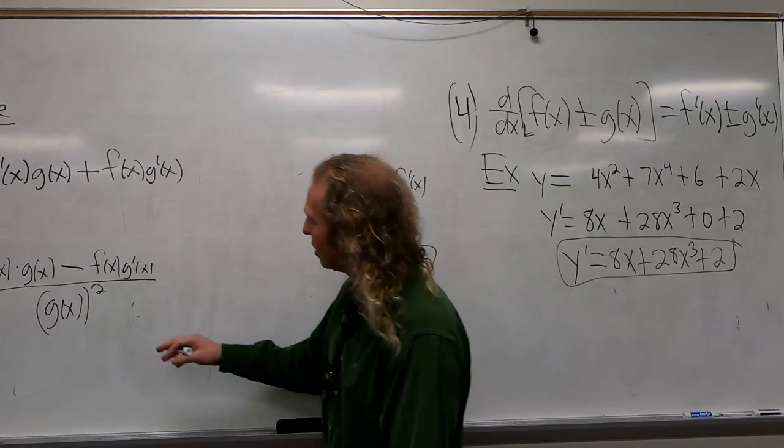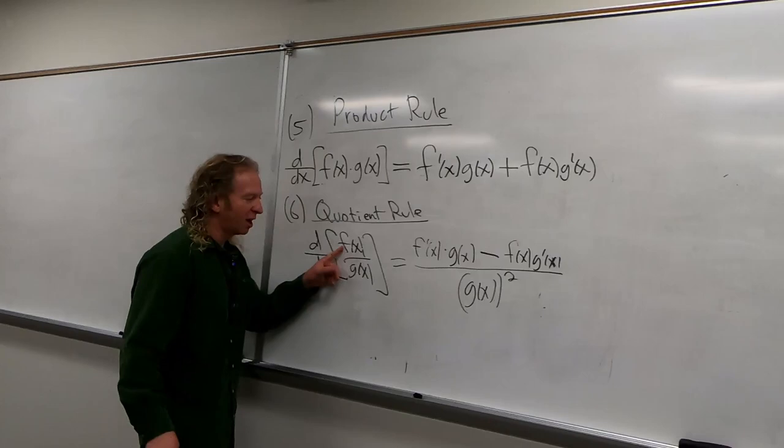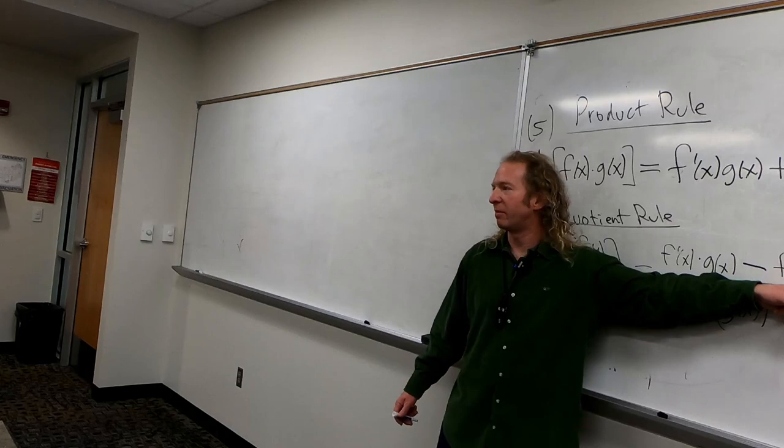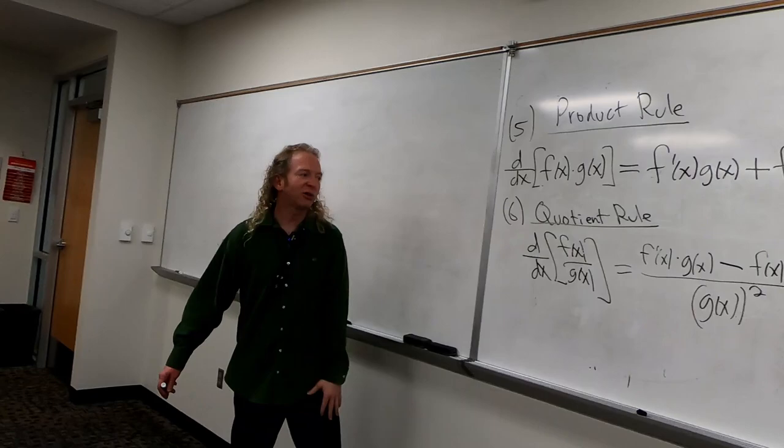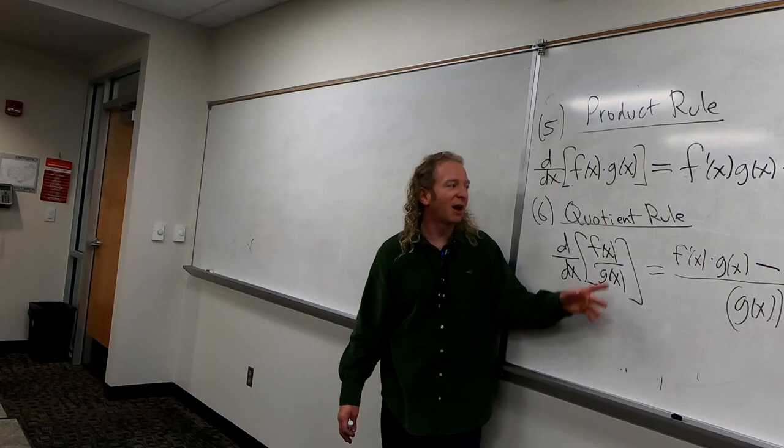This is the quotient rule. Again, you can think of this as the top and the bottom. It's the derivative of the top times the bottom minus the top times the derivative of the bottom, over the bottom one squared. And it's the same here: f prime g, f g prime. So they match. This is the way I learned it when I took calculus a long time ago. This is the way my teacher taught us in class, and I was able to memorize it thinking of it that way.